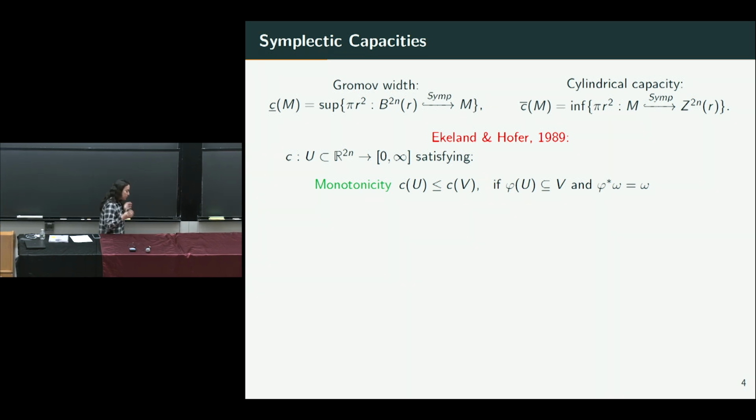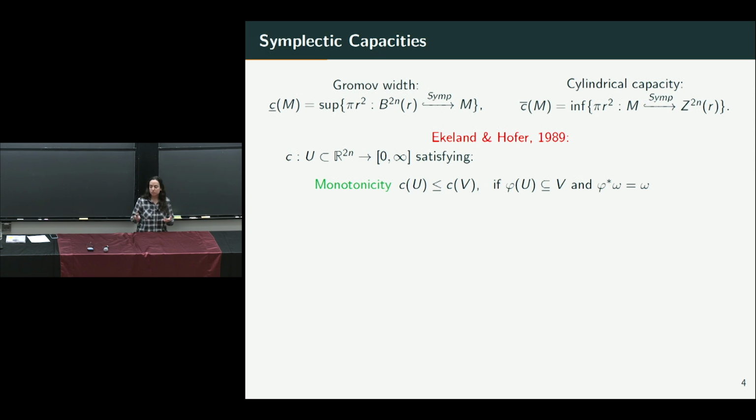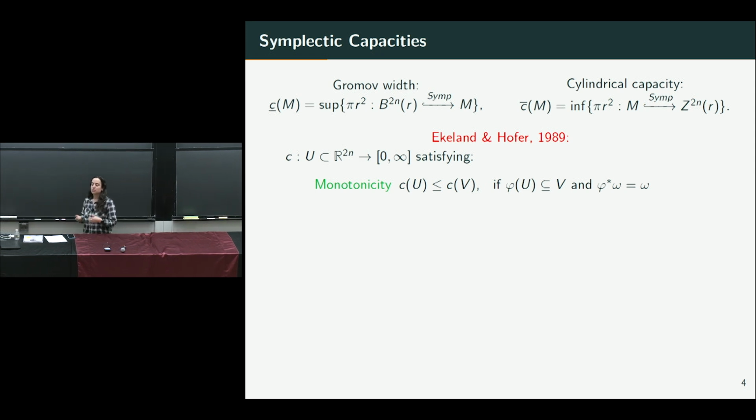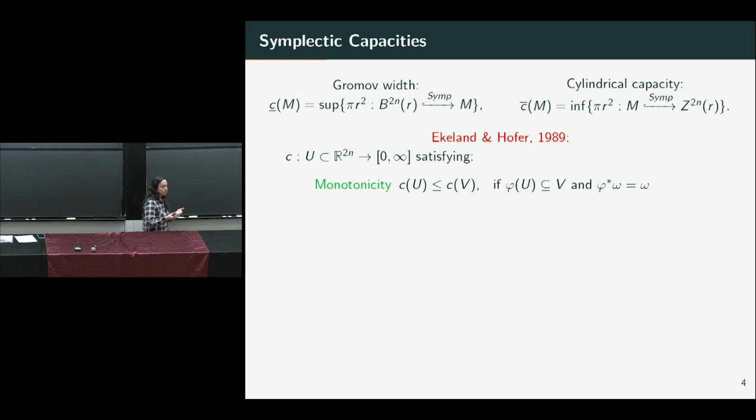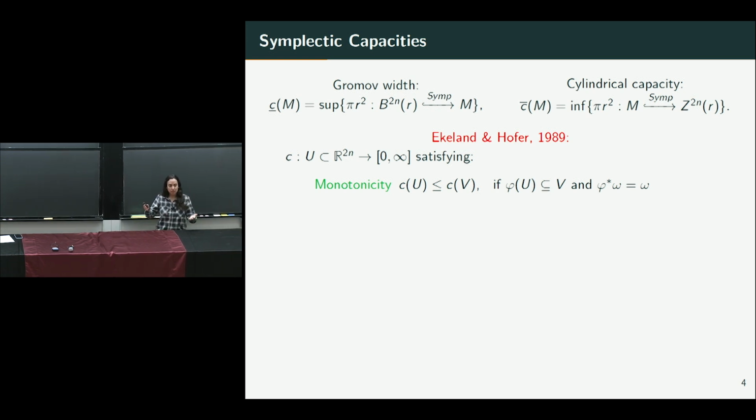And because we want to think about it as kind of a size of a set, we want it to satisfy the following conditions. So we want it to be monotone. So we want the size of one set to be smaller than the size of the other set if we can symplectically embed it in the other.